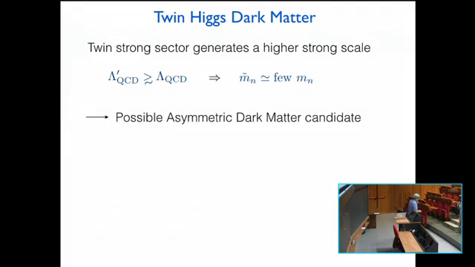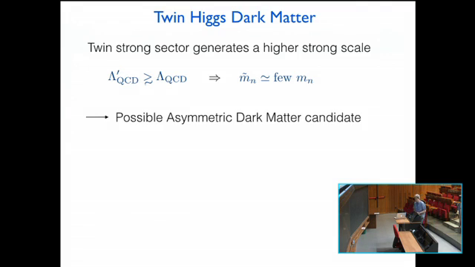Recently, there's been a lot of activity in the twin Higgs dark matter idea. Why is this interesting? Well, it turns out that the twin strong sector generates a higher strong scale by a little bit, as I mentioned earlier, which means that in the identical twin case, the twin baryons are a factor of a few heavier than our proton. And so this is very interesting for asymmetric dark matter model building.